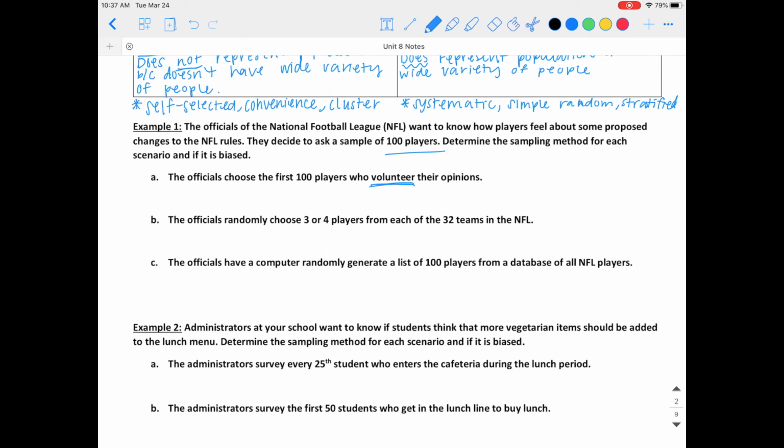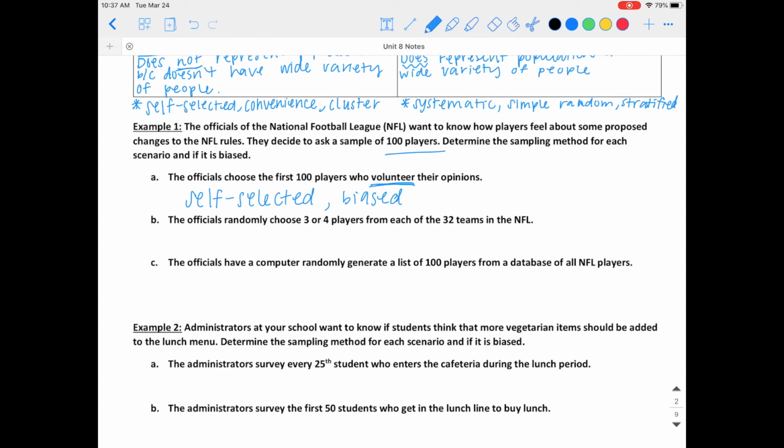Volunteer is a key word for us. If they're volunteering, they're picking themselves to be part of the sample. That means it's self-selected. Okay, then those players are probably pretty passionate about those rules. They're probably going to be pretty biased. So this is going to be a biased sample, because those ones that are self-selecting themselves are part of a small part of our population.